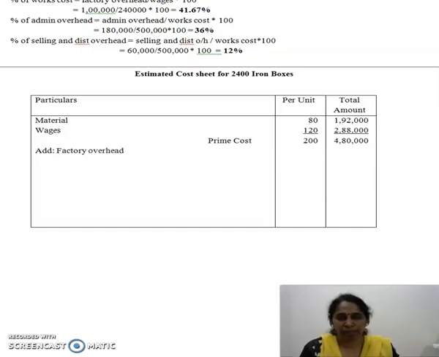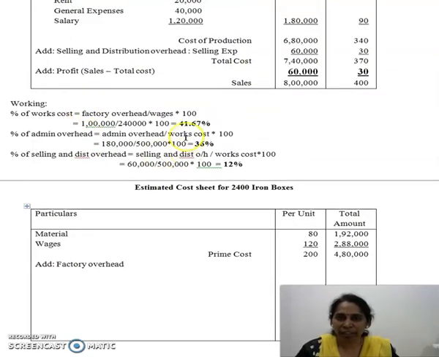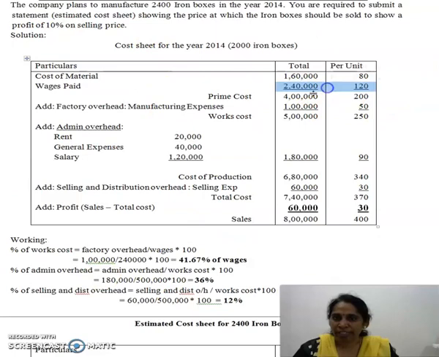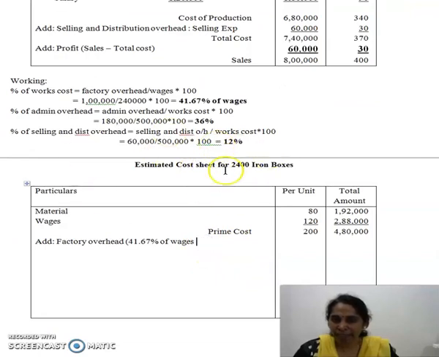Okay. Next you are going to add the factory overhead. So factory overhead is how much? It is not given. So we are going to take the percentage as base. Factory overhead is nothing but 41.67% of wages. So guys, whenever you are calculating the percentage, you have to use the wages. But when you are coming to calculate the estimated cost sheet, you can take the percentage from the previous cost sheet, but you have to take the amount from the present cost sheet.